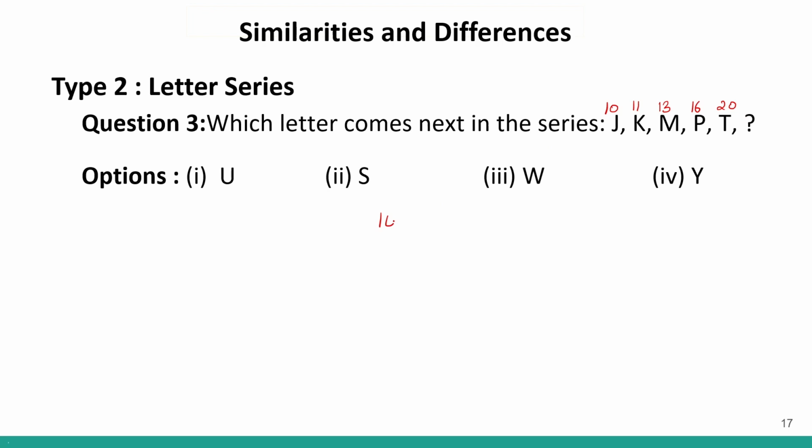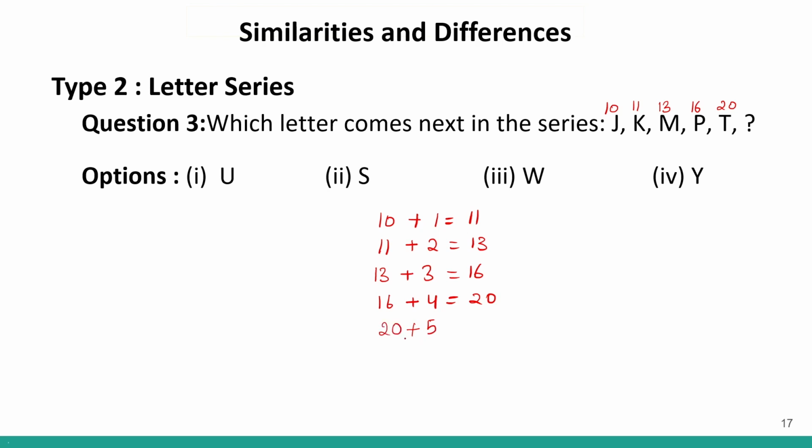So here I can see that if I move one position forward from 10, I'll get 11. If I move 2 positions forward from 11, I'll get 13th position. Similarly, if I move 3 positions forward from 13, I'll get 16th position. If I move 4 positions forward from 16, I'll get 20th position. So what we are doing, we are moving 1 position ahead, then 2 positions ahead, then 3 positions ahead, then 4 positions ahead. Similarly, we will move 5 positions ahead.